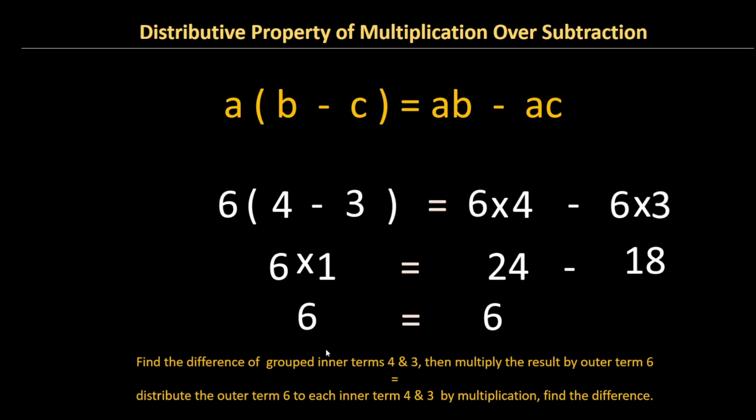So that means if you find the difference of the grouped inner terms and then multiply it by the outer term, or distribute the outer term to each inner term by multiplication and then find the difference, both are the same.